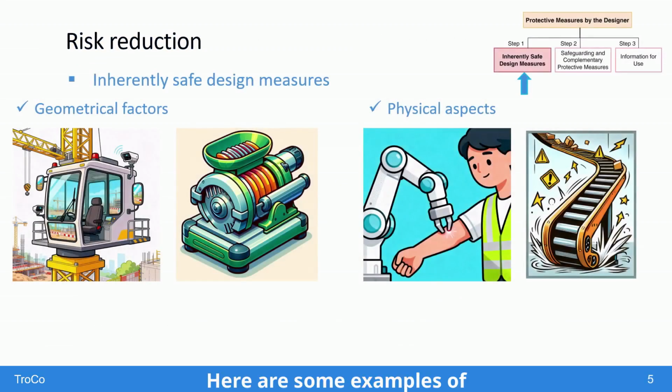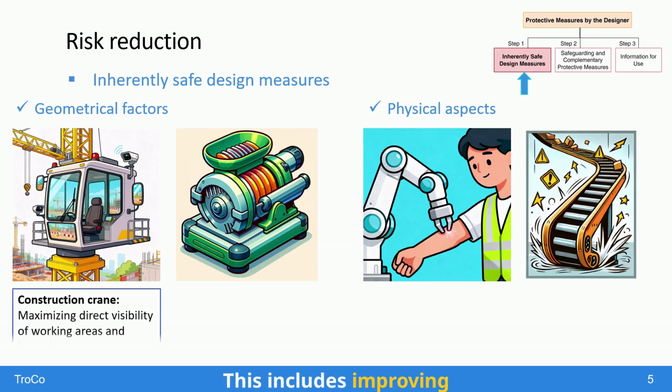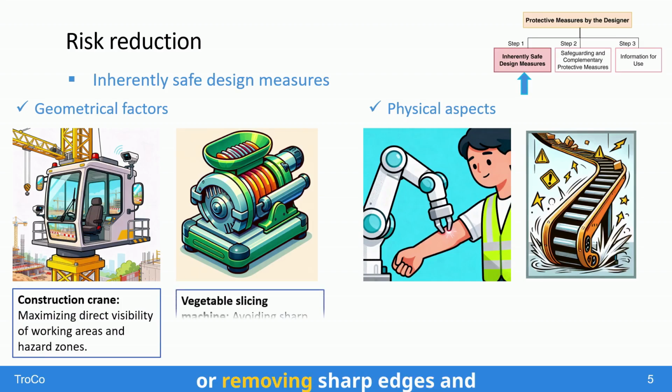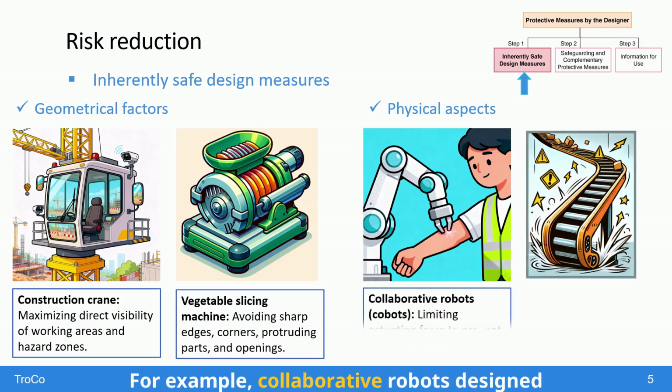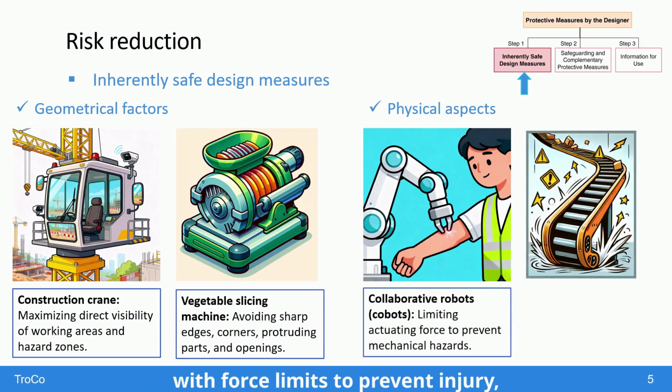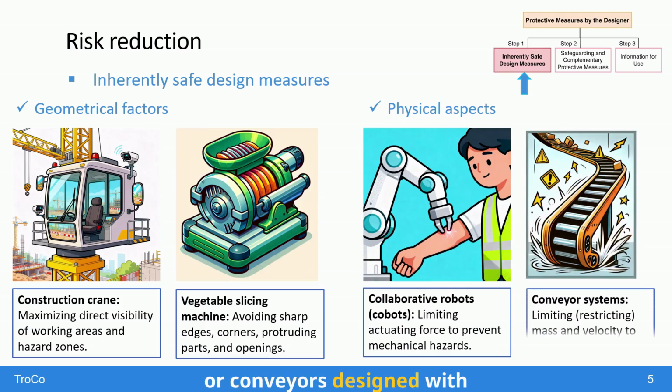Here are some examples of inherently safe design measures. First, geometrical aspects. This includes improving visibility from a crane cabin to reduce blind spots, or removing sharp edges and unnecessary openings in food processing equipment. Second, physical aspects. For example, collaborative robots designed with force limits to prevent injury, or conveyors designed with reduced mass and speed to limit kinetic energy.